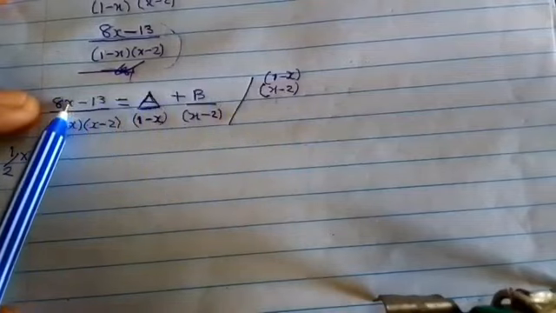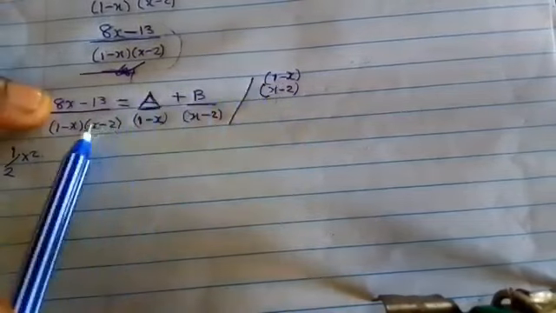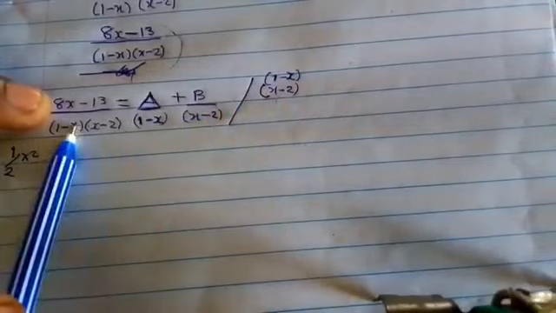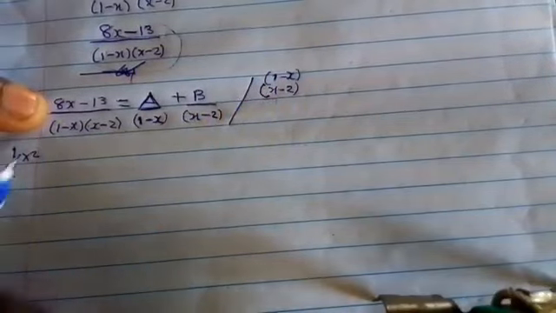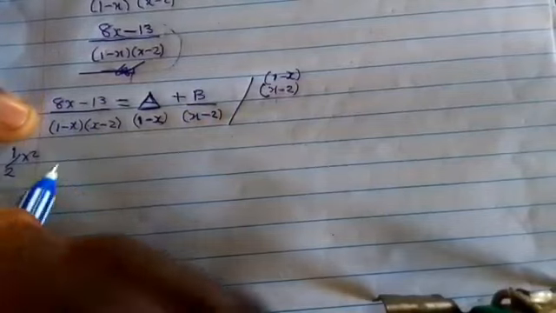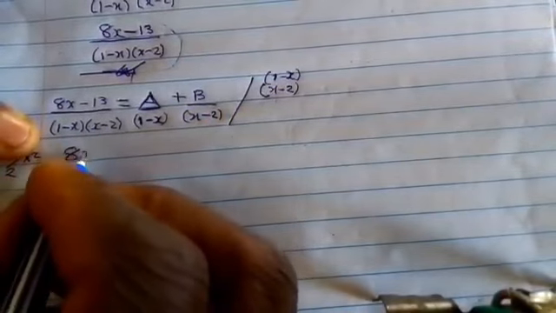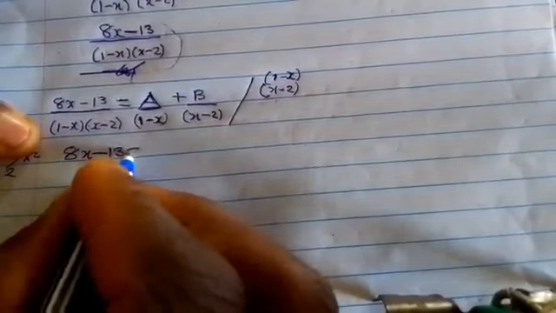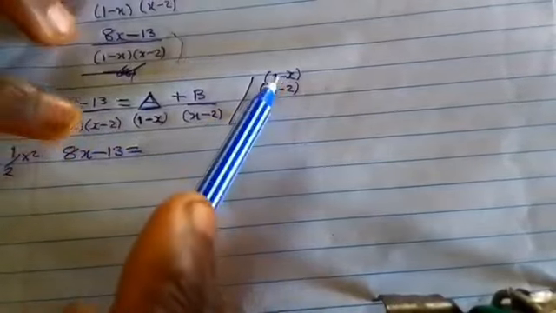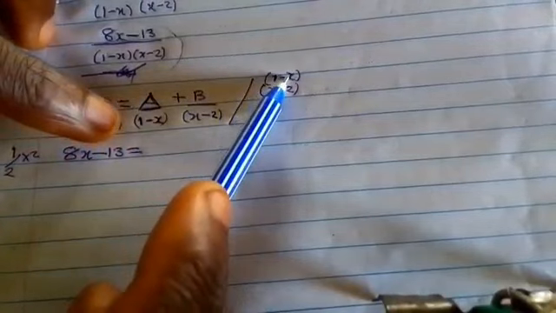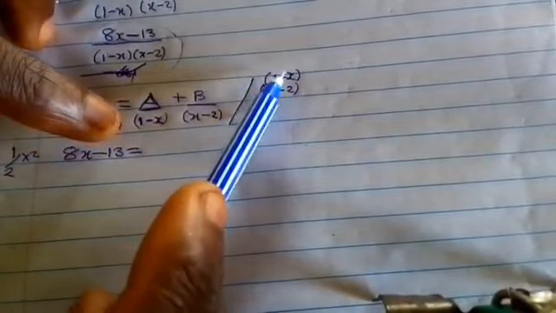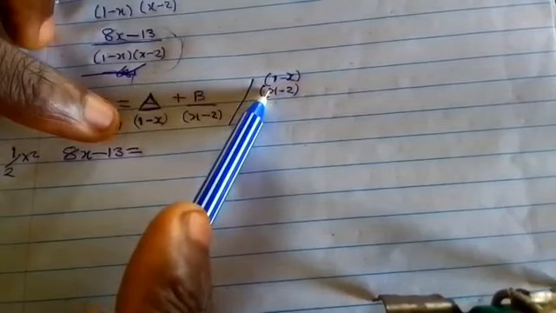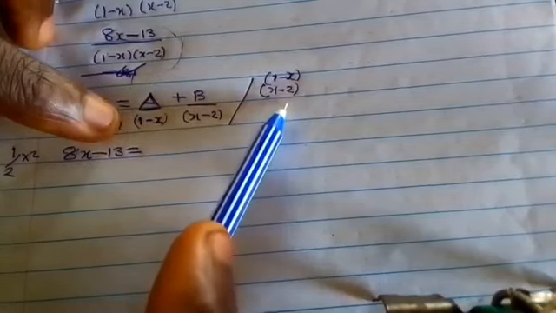Now, since these are the same as this one, they are going to cancel each other. This one and this one are going to cancel each other. Therefore, we are going to remain with this one, which is 8x minus 13. Then is equal to, similarly to this part, I'm just going to say 1 minus x, of course, open bracket, 1 minus x, close bracket, open bracket, x minus 2, close bracket.